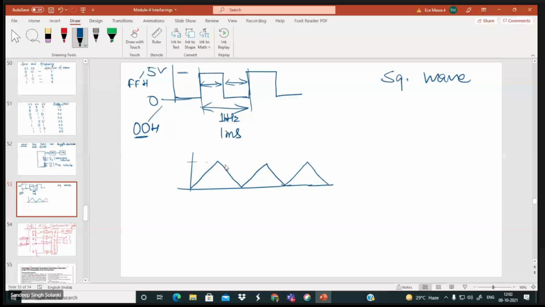And peak to peak, isn't it? Peak to peak is what? If you say 1 kilohertz, it means 1 millisecond. And they are in steps. So you have to just imagine the steps. Okay, this is the steps. So you have to decide how many steps you want to take.